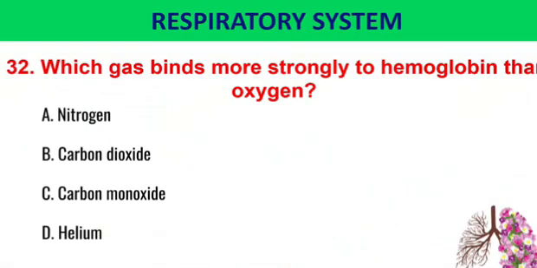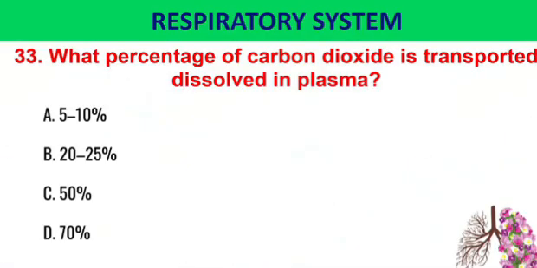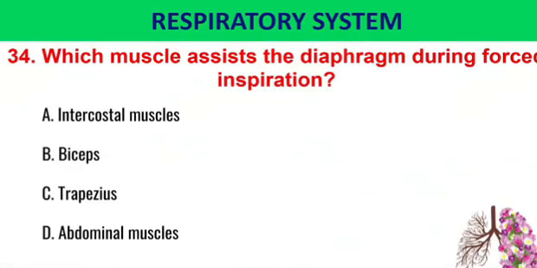Which gas binds more strongly to hemoglobin than oxygen? Carbon monoxide. What percentage of carbon dioxide is transported dissolved in plasma? 5–10%. Which muscle assists the diaphragm during forced inspiration? Intercostal muscles.